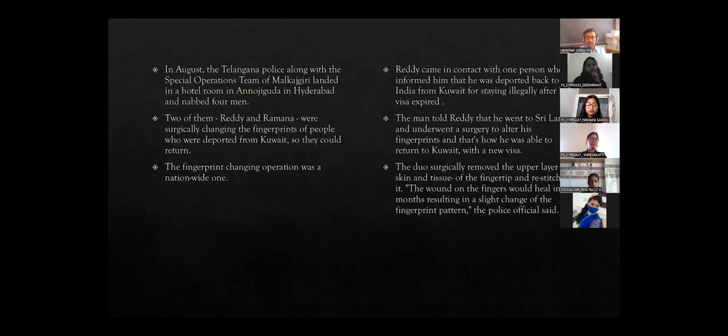Two men in Telangana, their names in short, Reddy and Ramana. These people were surgically changing the fingerprints of the people who were deported from Kuwait so they could return. The main identification of people in Kuwait was based on fingerprints. So if you changed your fingerprint, your whole identity was changed and you could return to the country. This fingerprint changing operation was a nationwide one. These two men were moving from state to state searching for clients, because they heard from one example from Kuwait who got his surgery done in Sri Lanka to alter his fingerprints, and that's how he could return back to Kuwait.